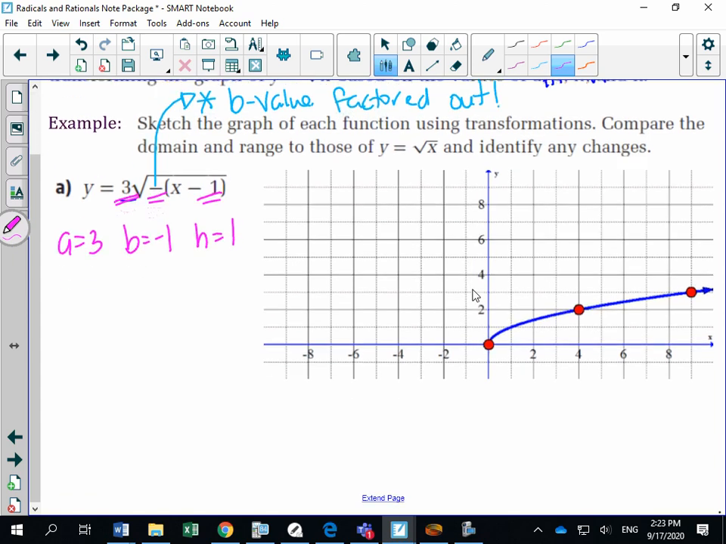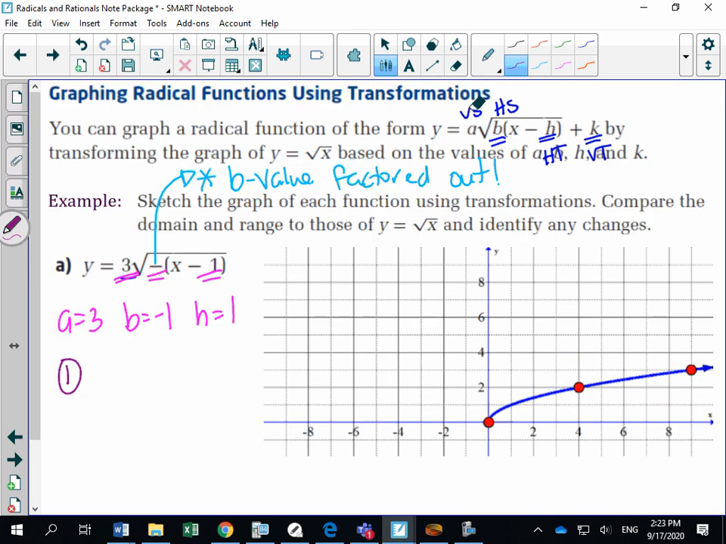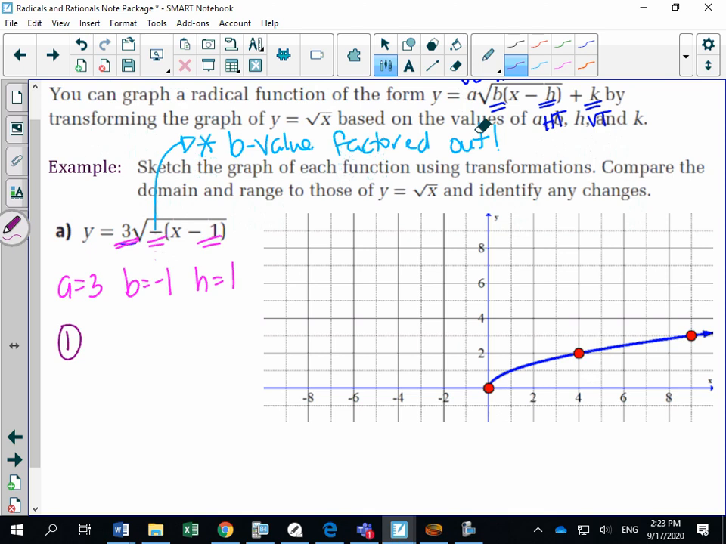Okay, talking about the meaning of each parameter. So the a value of 3 is a vertical stretch, right? So a is 3, a vertical stretch. So we're going to say that is a vertical stretch by a factor of 3. So vertical stretch by a factor of 3.